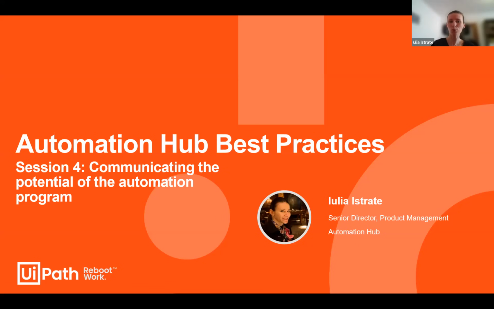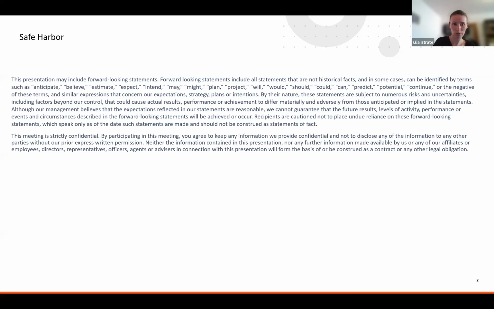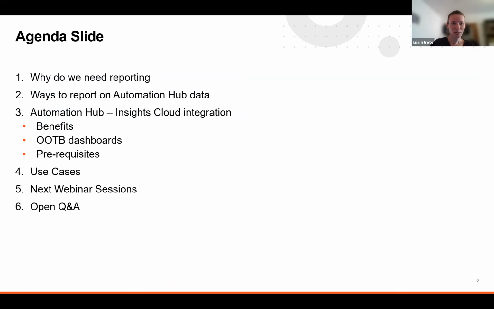The topic for today, before closing this first 4 sessions around the best practices, is around the part where we can communicate and do reporting on top of the Automation Hub data, with a focus on showcasing what is the potential of the automation program. So while I'm going to present the various slides or the examples from the application, do keep in mind that some items that we're going to present today, maybe I'm going to use some words around potential estimations, might happen, plans. So be aware of the fact that everything is subject to change.